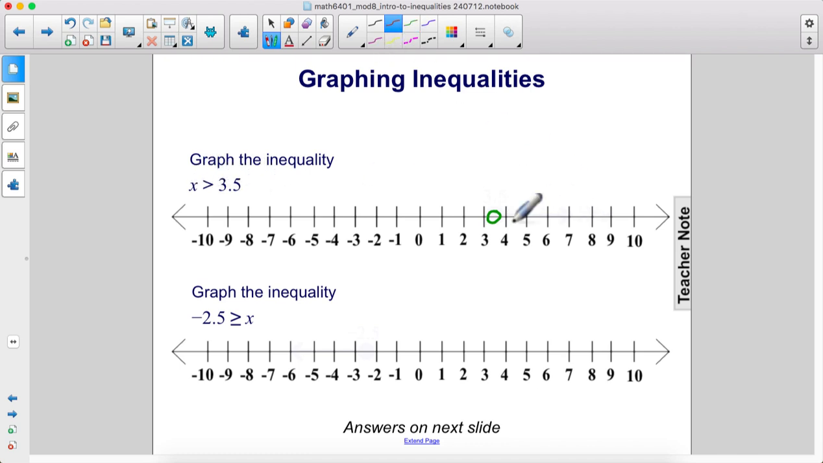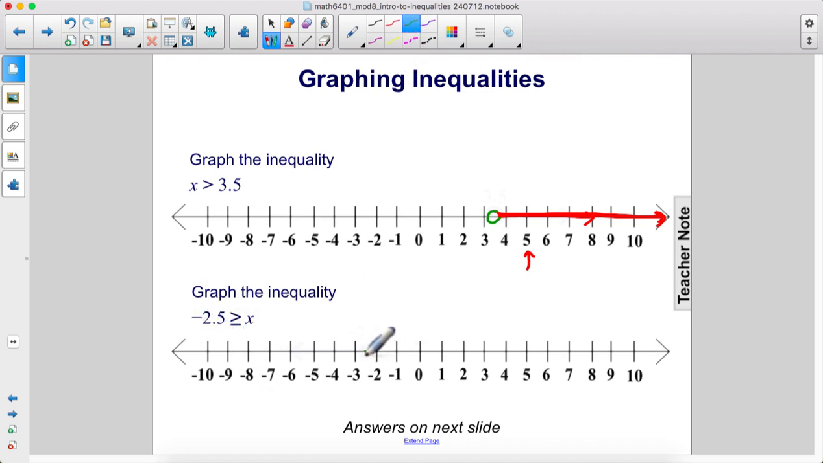But just to check, if we plug in 5 here, is 5 greater than 3.5? Yes. So we're going to draw our ray this way. You can draw all the way to the end if you want. Just like that.